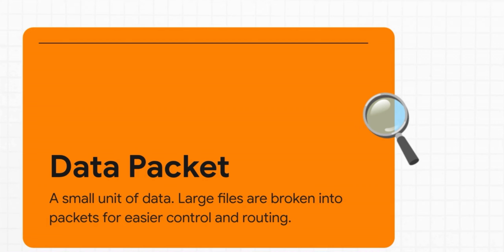Think about it like this. If you wanted to mail a 1,000-page book, would you try to ship it in one giant, heavy box? Probably not. It'd be way easier and a lot more reliable to just mail it one page at a time. And that's exactly what we're doing with our data.